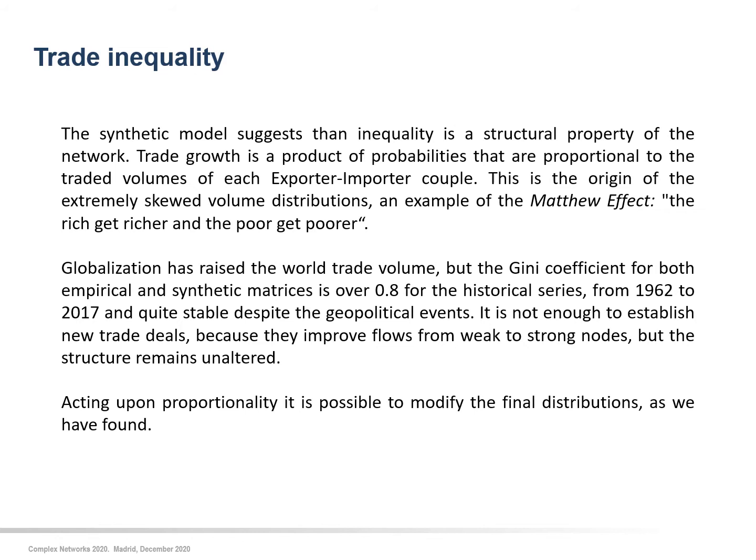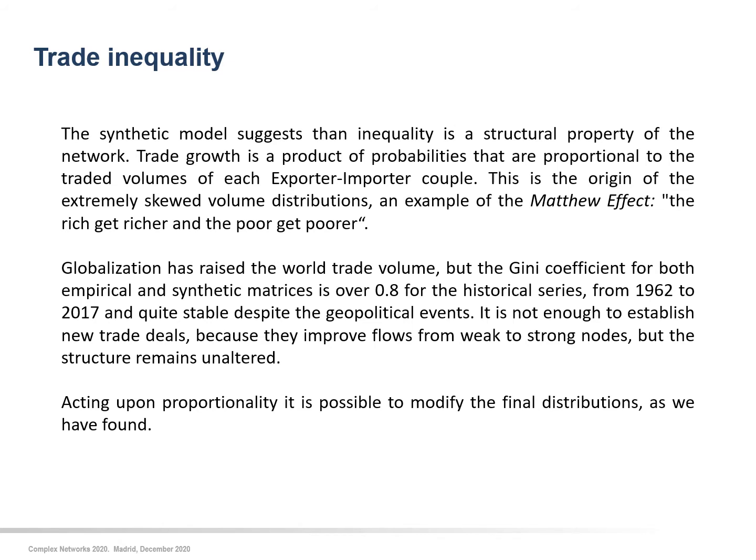Trade growth is a product of probabilities that are proportional to the traded volumes of each exporter-importer couple. This is the origin of the extremely skewed volume distributions, an example of the Matthew effect. The rich get richer and the poor get poorer. Globalization has raised the world trade volume, but the Gini coefficient for both empirical and synthetic matrices is over 0.8 for the historical series from 1962 to 2017, and quite stable despite the geopolitical events.